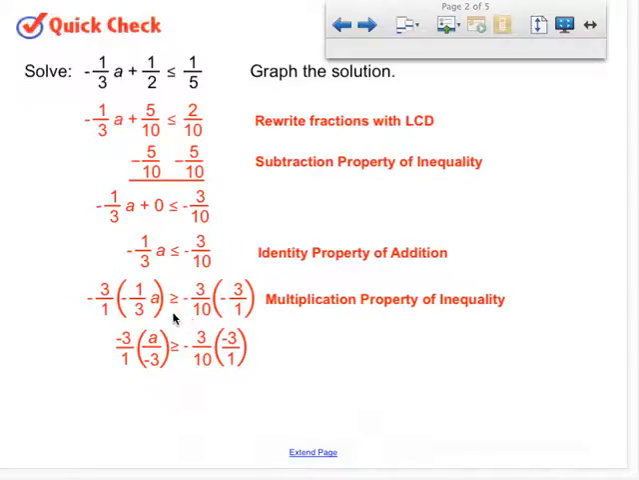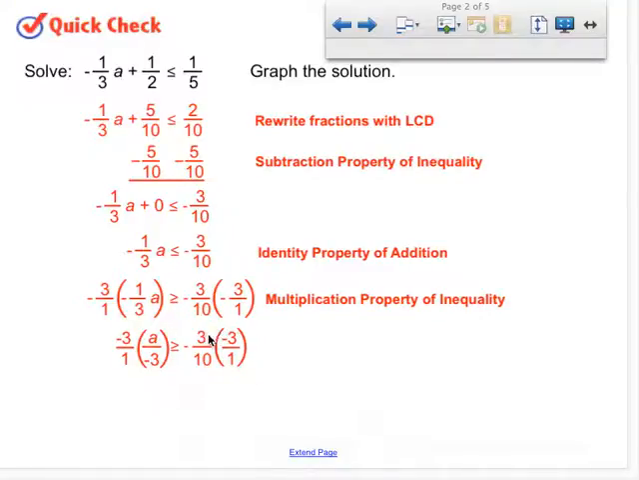Right, and I forgot to mention over here, do you guys see that when I multiplied by a negative 3 over 1, I had to flip my inequality? You guys see that? Okay, so make sure, there's a lot of things going on, but don't forget about that step. Okay, so this becomes a over 1, and then what does this become over here?